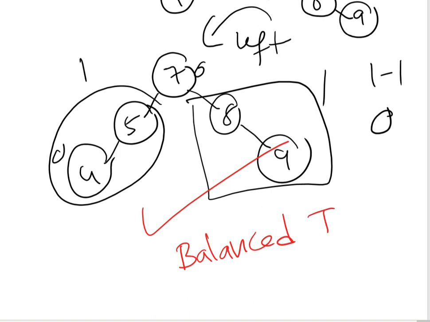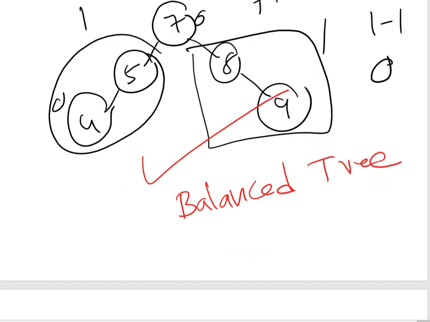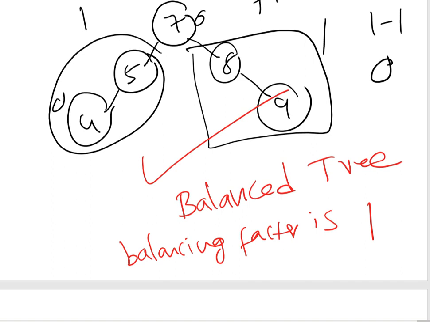So it says that it is a balanced tree because the balancing factor is within 1. This is the left and right subtree. Now I want you to say it out. I am drawing one skew.